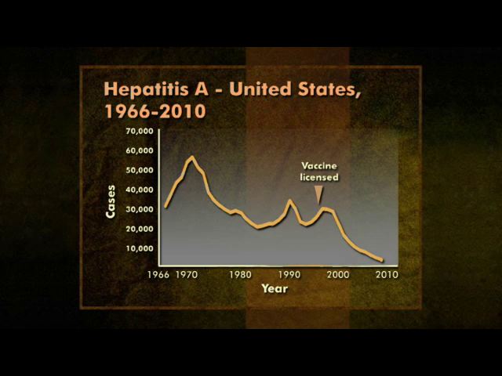Reported cases of hepatitis A fell dramatically after 1999. Only 1,670 cases were reported in 2010, the lowest annual total since reporting of hepatitis A began in 1966. This spectacular decline in hepatitis A is almost certainly a result of vaccination.